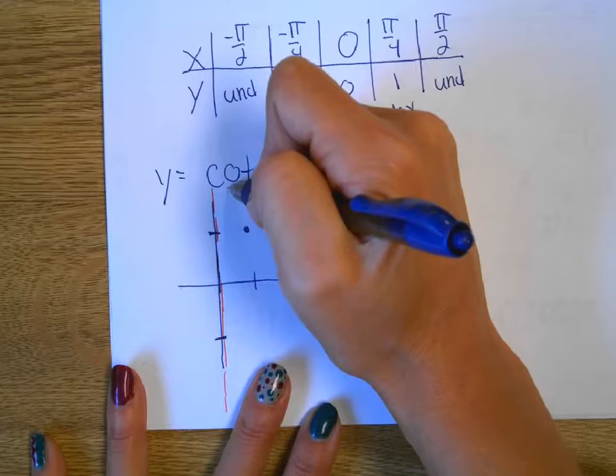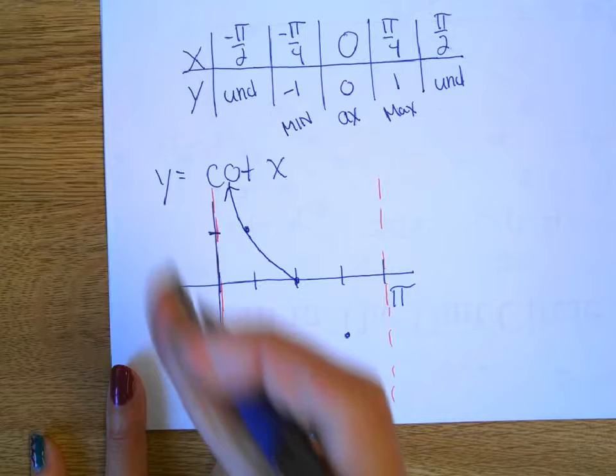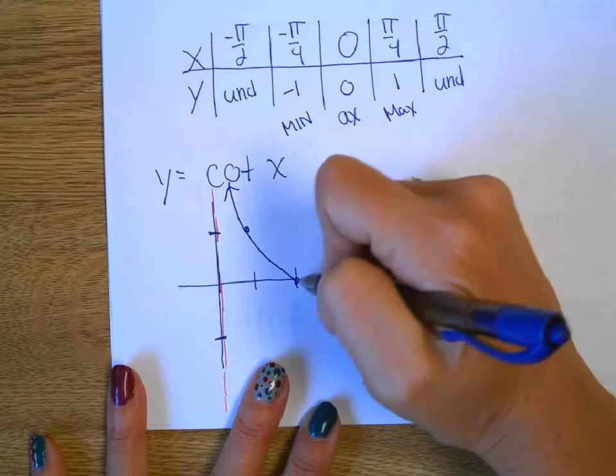So the first part is curved up. See how it's like the side of a cereal bowl? Then that curve flips over and then it's curved down.